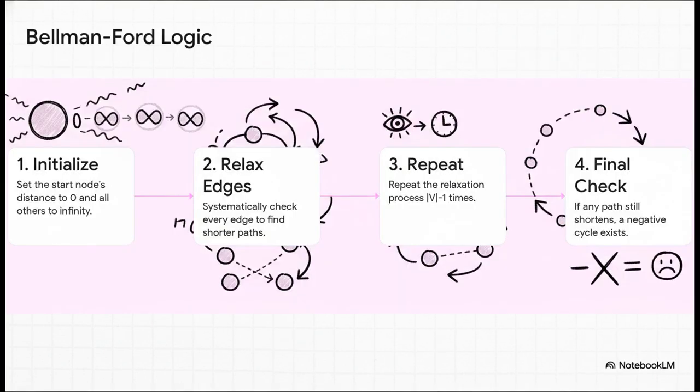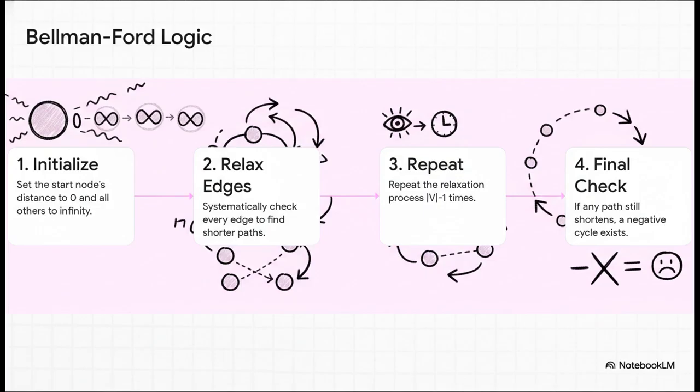So how does this thing actually work? Well, it's pretty systematic. First, you initialize. You just say your start node is a distance of 0, and every other node is infinitely far away. Next up is the main event. It relaxes the edges. Now that sounds complicated, but it's not. It just means it goes through every single edge in the entire graph and asks, hey, does this path give me a shorter way to get to that node?